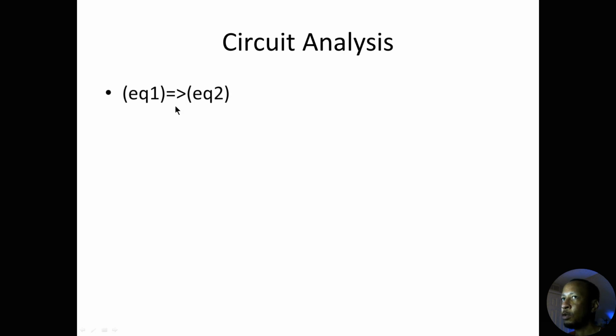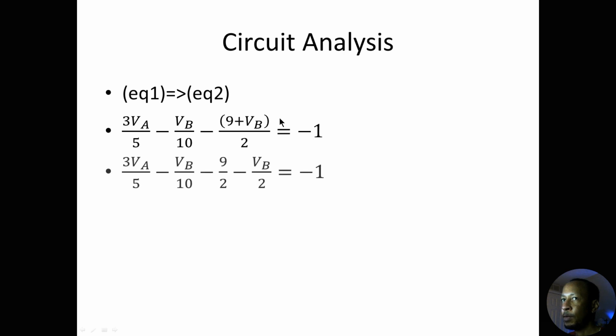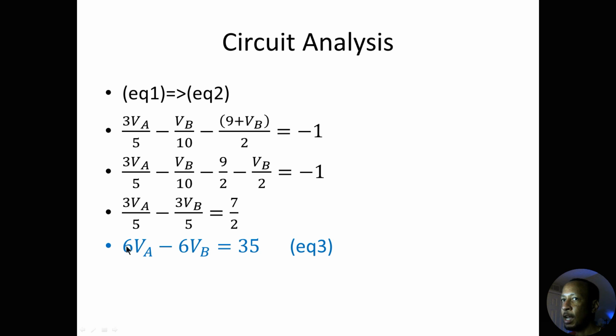Then next I'm going to take equation 1 and put it into equation 2. And now that gives us 3VA over 5 minus VB over 10 minus (9 plus VB) over 2 equals negative 1. Then next I have 3VA over 5 minus VB over 10 minus 9 over 2 minus VB over 2 equals negative 1. And then next I have 3VA over 5 minus 3VB over 5 equals 7 over 2. And then finally I have 6VA minus 6VB equals 35 for equation number 3.